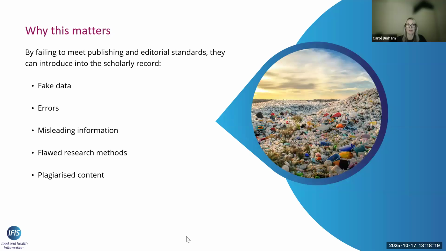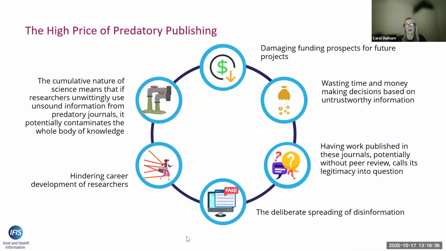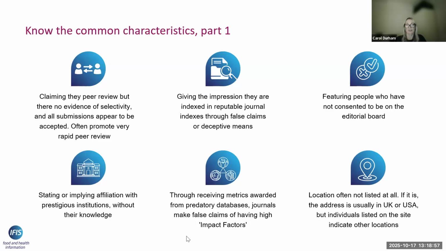So why does that matter? Well, by failing to meet publishing and editorial standards, they can introduce into the scholarly record fake data and errors, misleading information, flawed research methods, and plagiarized content. And the cumulative nature of science means that if researchers unwittingly use unsound information from predatory journals, it potentially contaminates the whole body of knowledge, and it can damage things like funding prospects, it can hinder career development, waste money, and spread disinformation. So what do predatory journals look like?